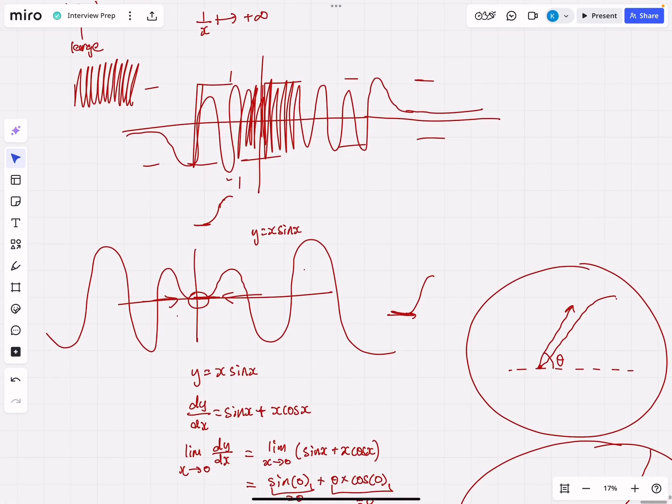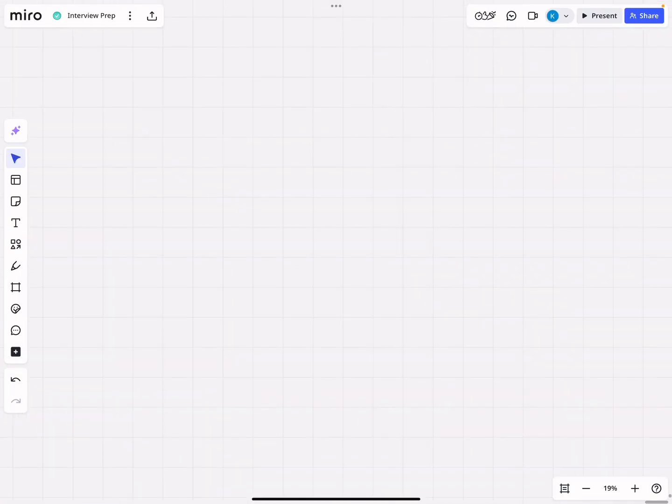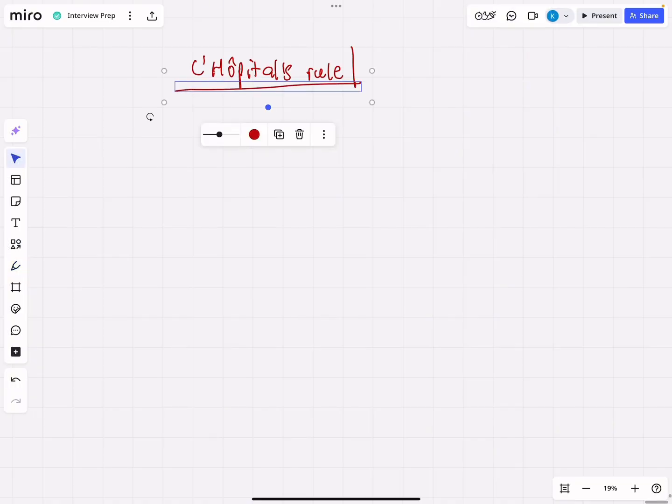Okay, nice. The next thing I wanted to talk about is L'Hopital's rule for evaluating limits. So a lot of people know about L'Hopital's rule, but not a lot of people know when it can actually be applied. So let me just state L'Hopital's rule first.